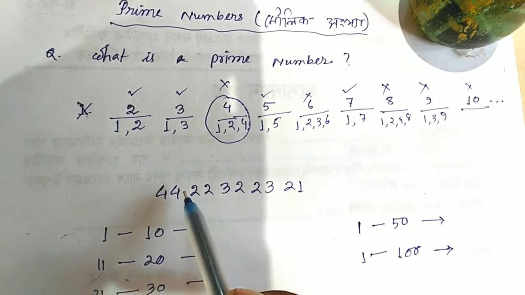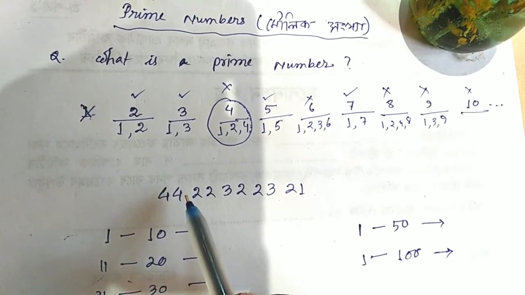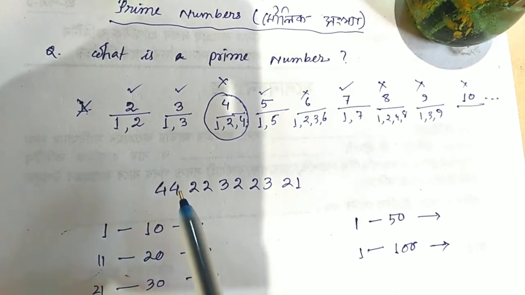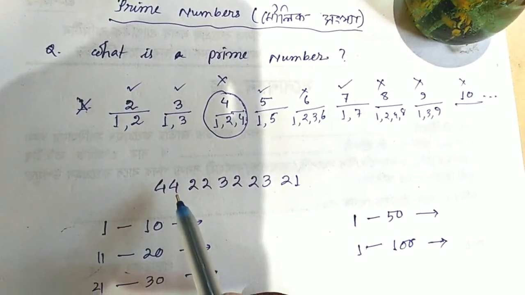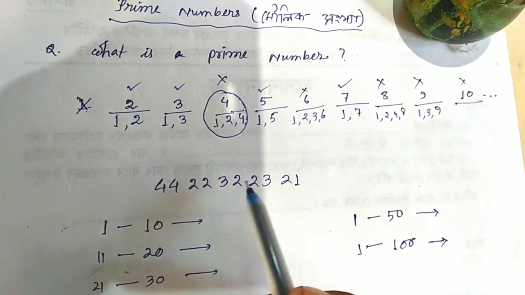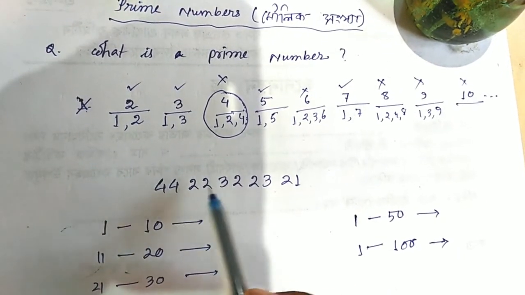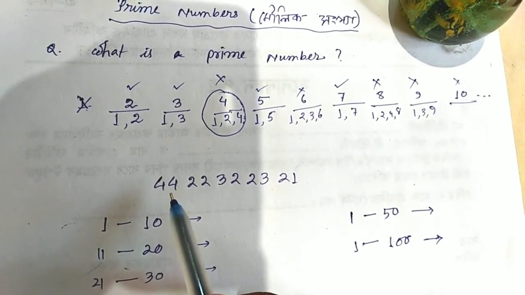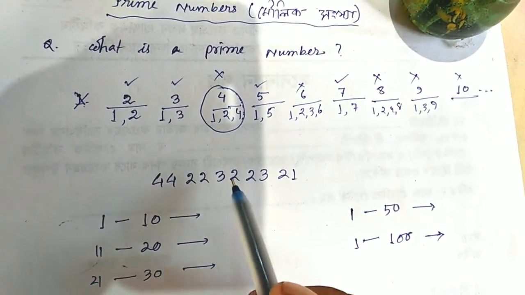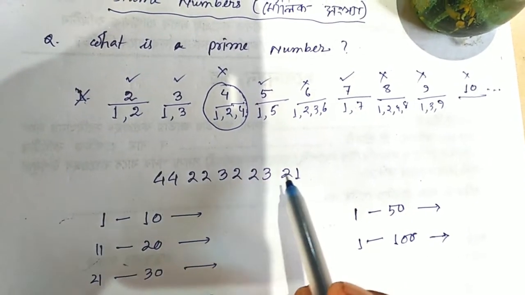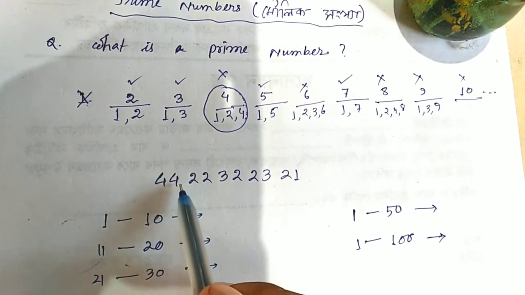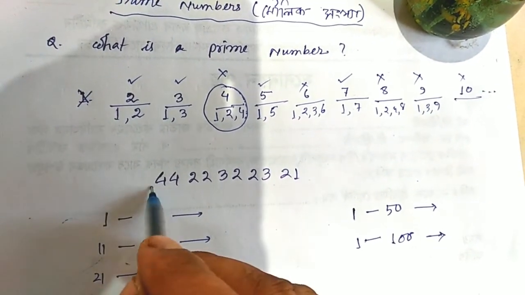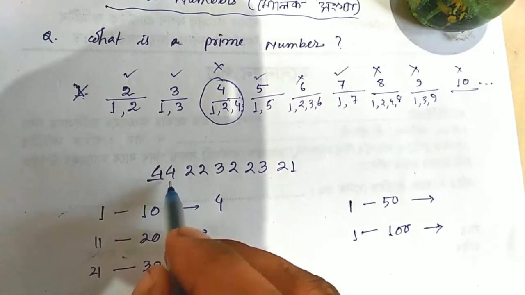So let us remember, we have a mobile number. Just take by heart a mobile number: 4422322321. This is a sequence to remember for the prime numbers. I want to read it once again: 44223223 and 21. If you remember this sequence of numbers, then you can find that from 1 up to 10 there are 4 prime numbers.